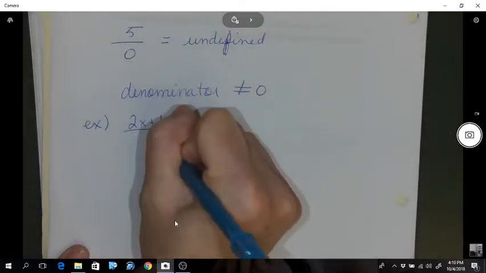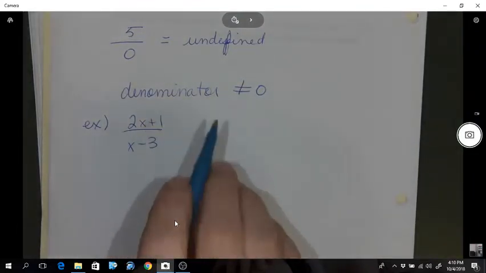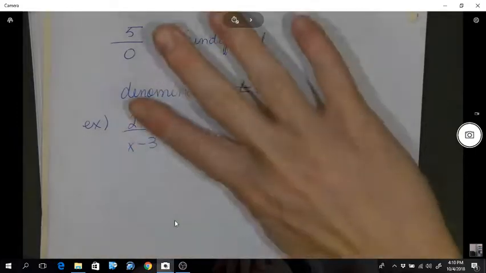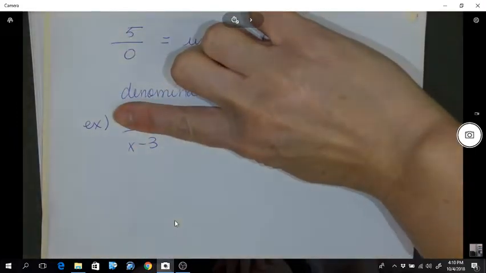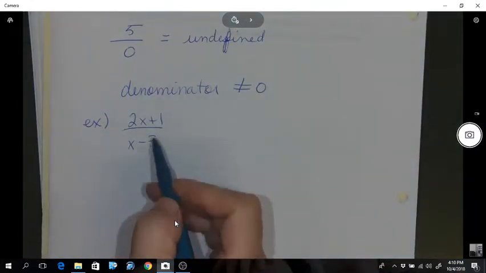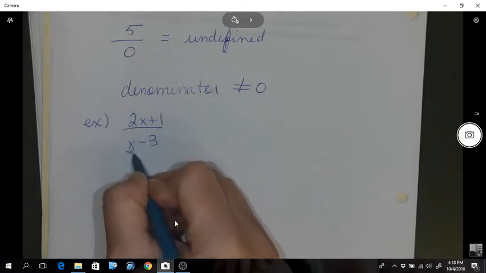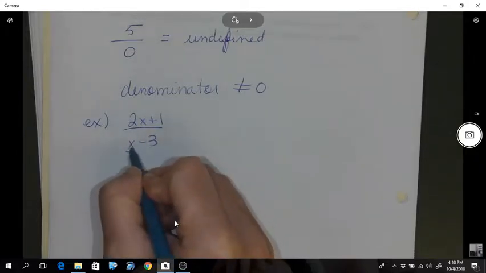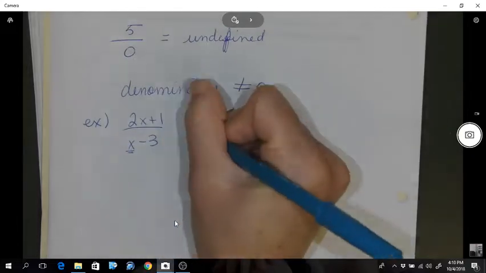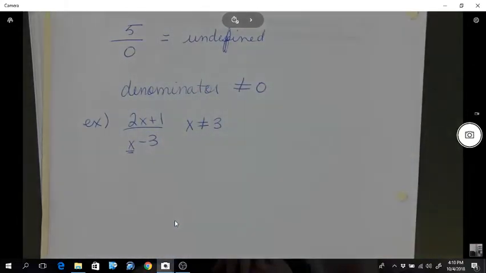2x plus 1 over x minus 3. What is my restriction on my x value? Okay, so in this situation, I don't even look at the numerator, because that doesn't matter to me. That can be 0. I only am looking at the denominator. So what value would I put in here that would make this be 0 if x was a positive 3? So therefore you would write x cannot be positive 3.